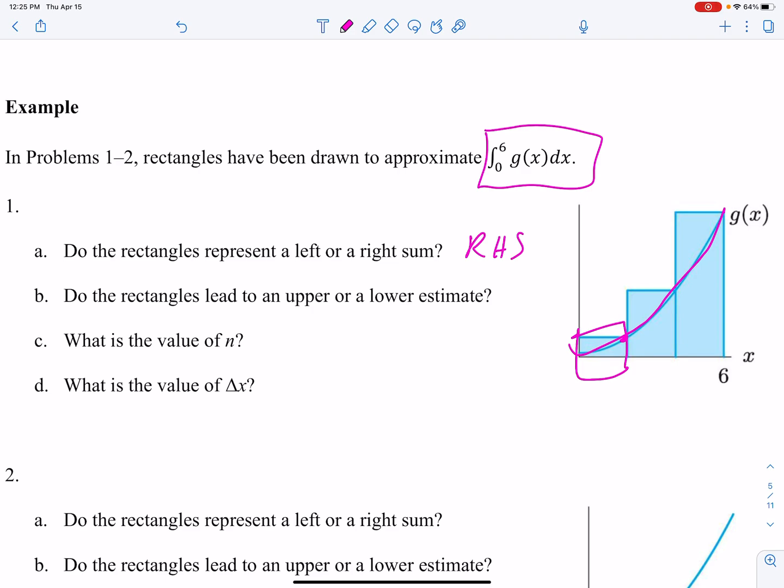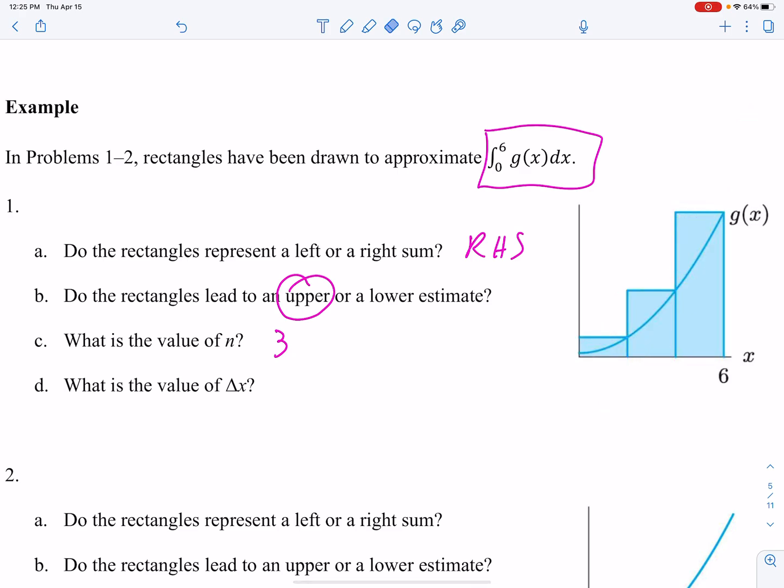In this case, do the rectangles lead to an upper or a lower estimate? Well, this is an increasing function, the y values are getting bigger, and we have a right-hand sum, so we have overage. So this would be an upper estimate. What is the value of n? Remember, n is the number of rectangles or number of intervals on the x-axis. We can see we have 3 rectangles: 1, 2, 3.